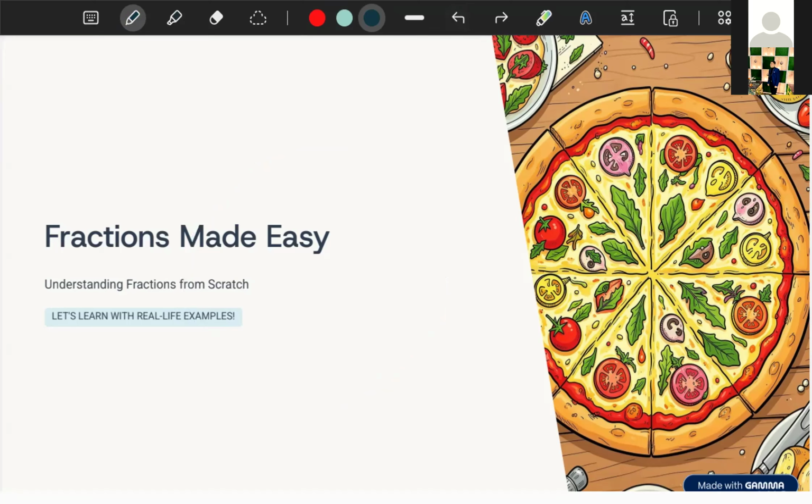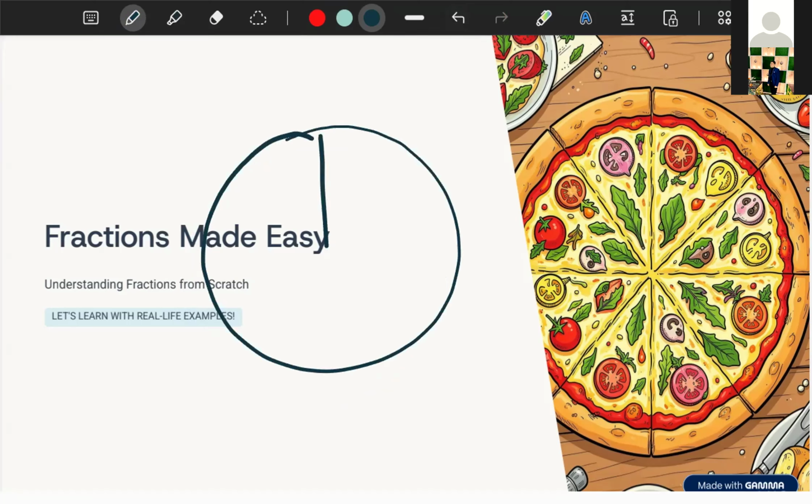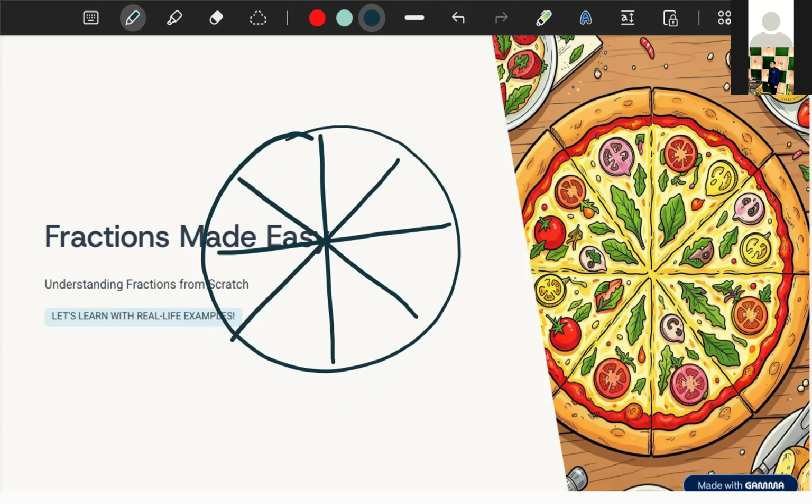Imagine I order a pizza and cut it into eight equal slices. Suppose this is a pizza and it has eight slices. These all are slices and these all are equal. I eat three of the slices.